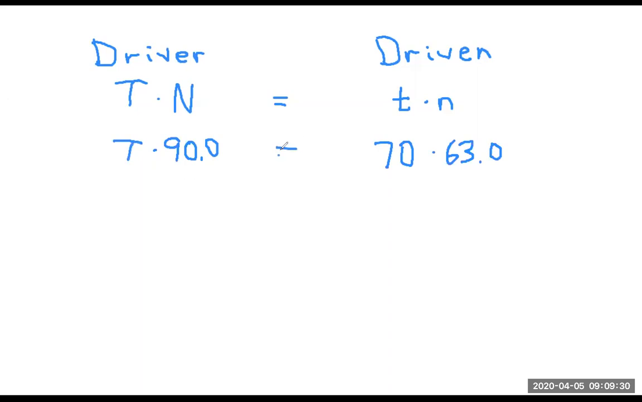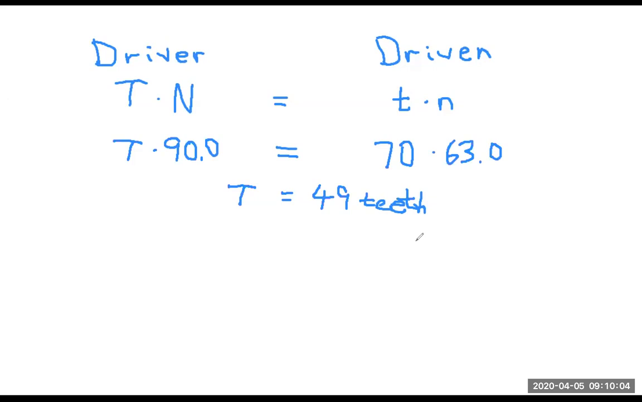Okay. 70 times 63 divided by 90. The driver gear needs to have 49 teeth. And you have to put your units, and your units here are teeth. Okay, that's example 2. Pretty straightforward stuff, don't you think?